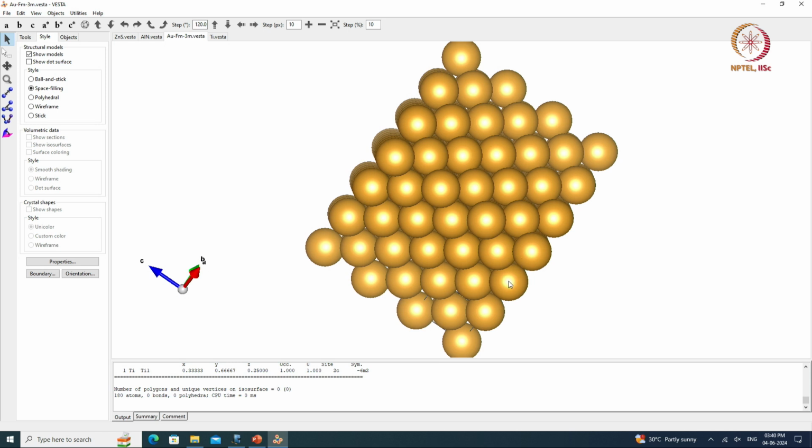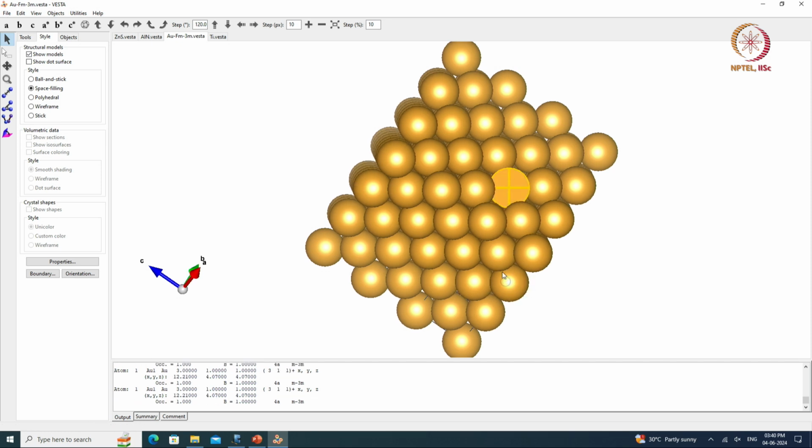So this one and this atom, right. These two are right on top of each other, this atom and this atom. Just bear with me. So this crossed atom and the atom that I am pointing to are right on top of each other. So those are the same stacking.